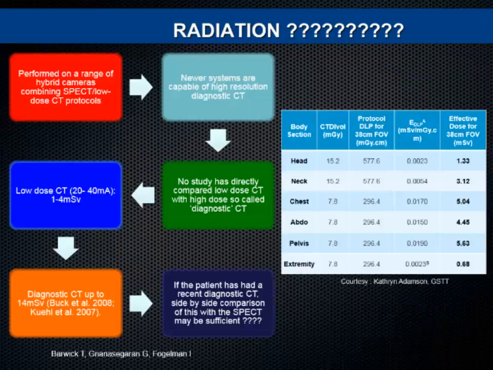And of course, radiation is the question, and people perform a range of hybrid cameras. So every protocol varies in what they do. Newer systems are capable of high resolution diagnostic imaging. The first question you have to ask when you're doing a CT is whether you want to do a CT just for localization or you want to do it for characterization. If you want to characterize the pathology, you have to do a diagnostic CT. So you have to have a better CT.